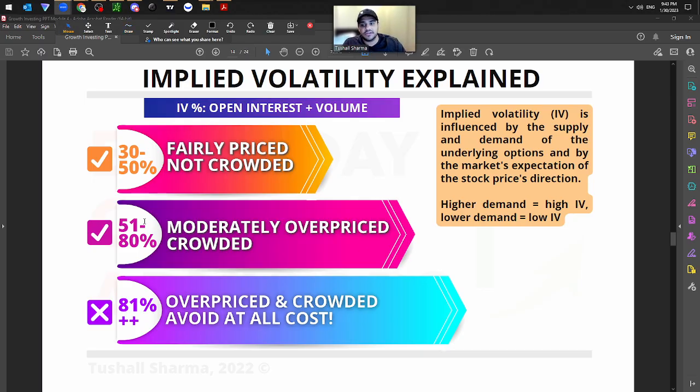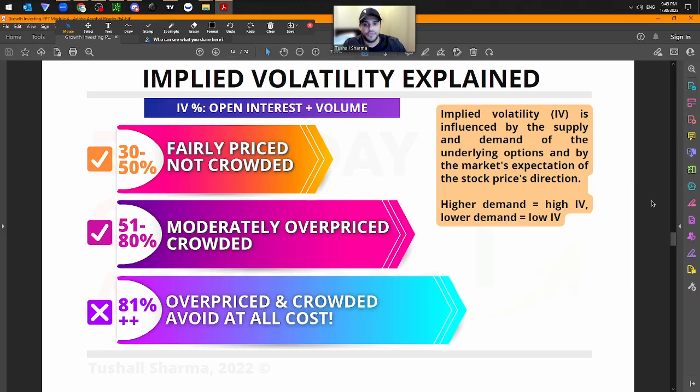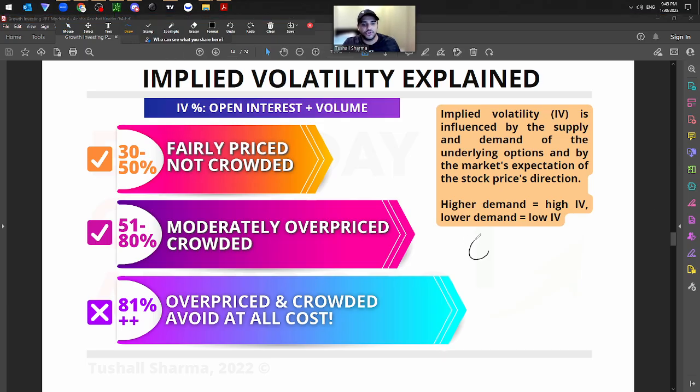So use these as a guideline for how to choose the right quality options contracts. This, together with the Greeks, is very, very important. I bet you have not been paying attention to these, but you should pay attention to this before you take a trade. Not to mention there's also something called open interest and volume.